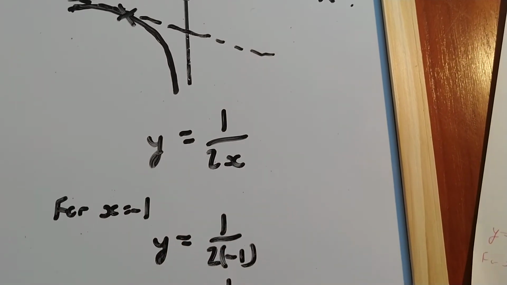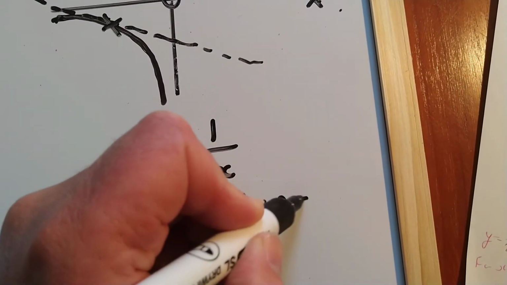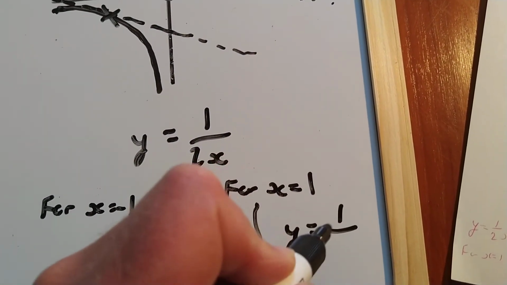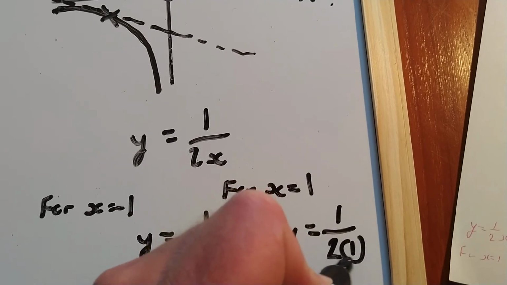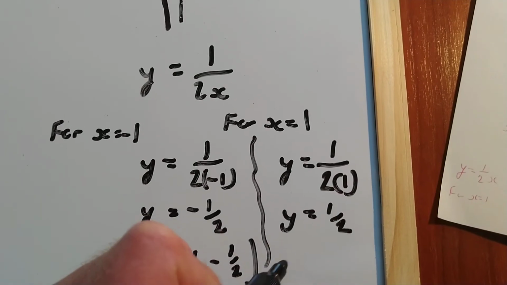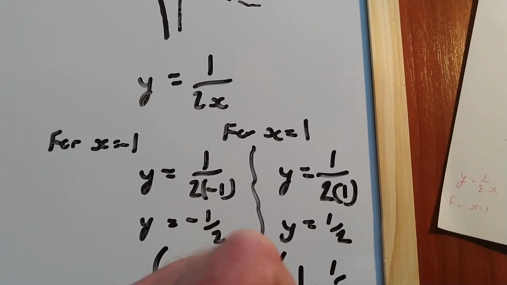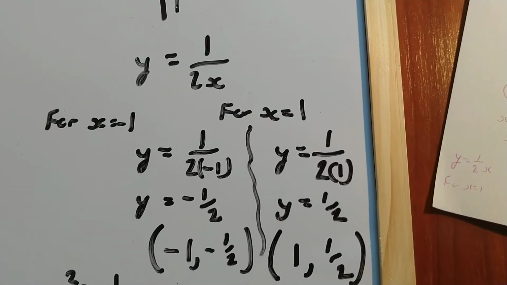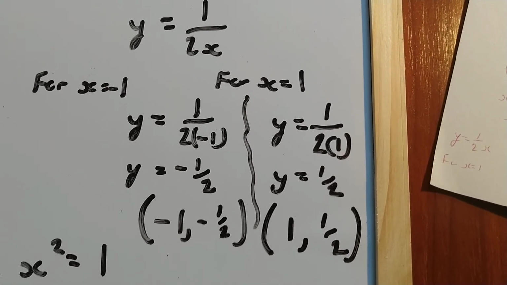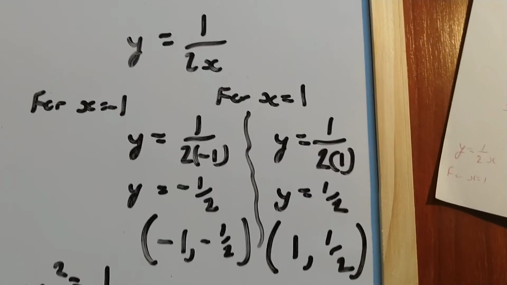But there's a second answer. For x equals 1, y is, again, 1 over 2x, so 1 over 2 times 1, y is a half. So my second point in my solution, 1, a half. So there are my two possible points that fit on the curve and where the tangent is parallel to x plus 2y equals 0. So a little recap of what we did there.